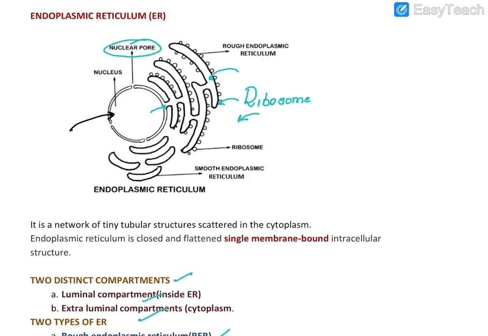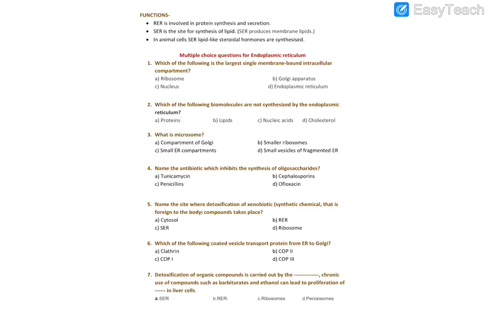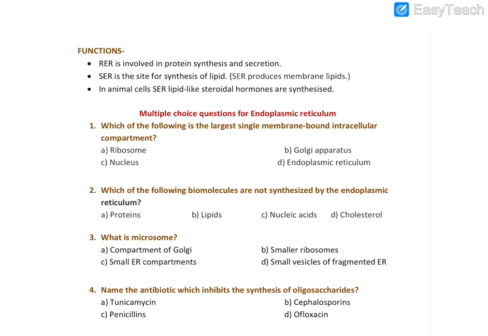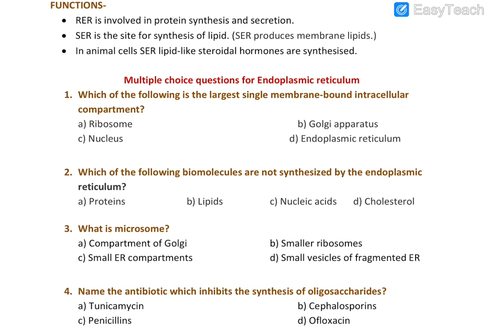Represent ribosome. If the endoplasmic reticulum is associated with ribosomes, then we call it rough endoplasmic reticulum. You can see here, if the endoplasmic reticulum is not associated with ribosomes, then we call it smooth endoplasmic reticulum. So if you take the functioning of this endoplasmic reticulum, the rough endoplasmic reticulum is actually involved in synthesis of protein, and also it is involved in secretion.